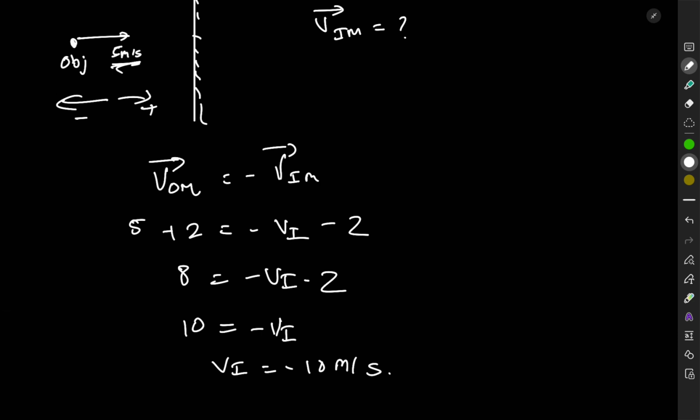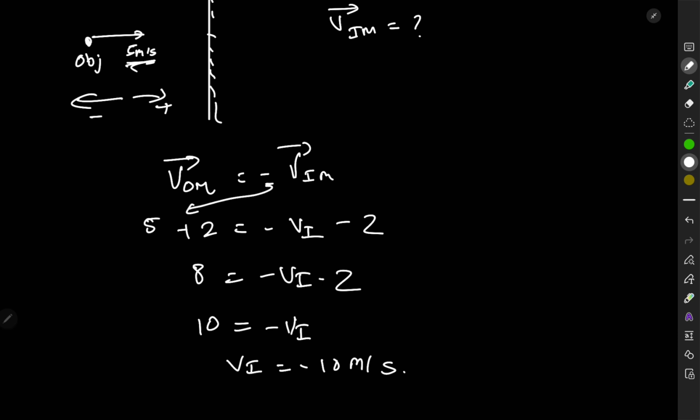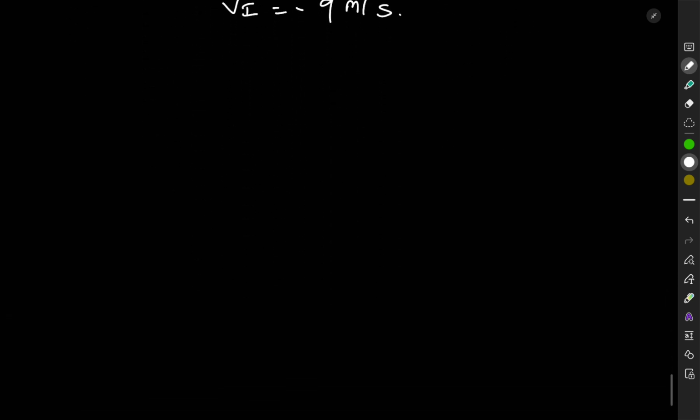So from this directly I can say VIM is equal to 7, VI is equal to 9, right? This is 7, so this will be 9. Fine. Here there will be 9 meter per second. Fine. So moving further, let's solve a step up question.